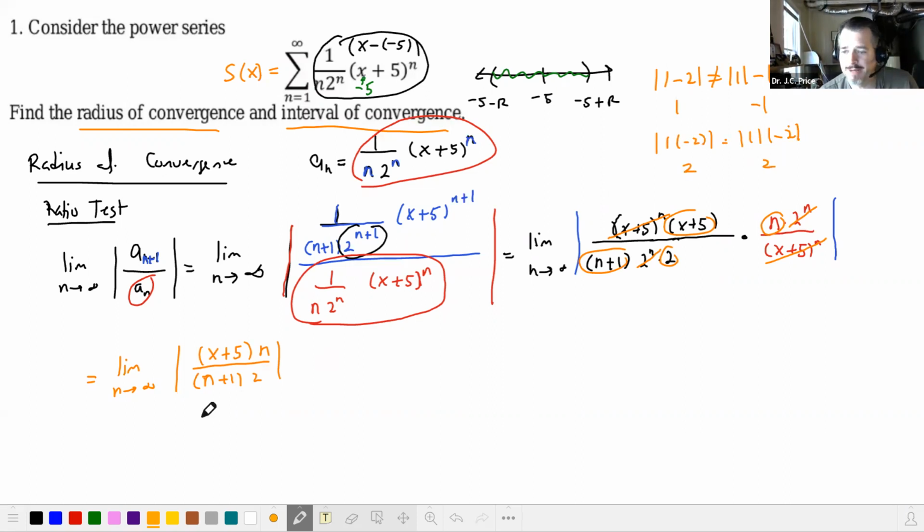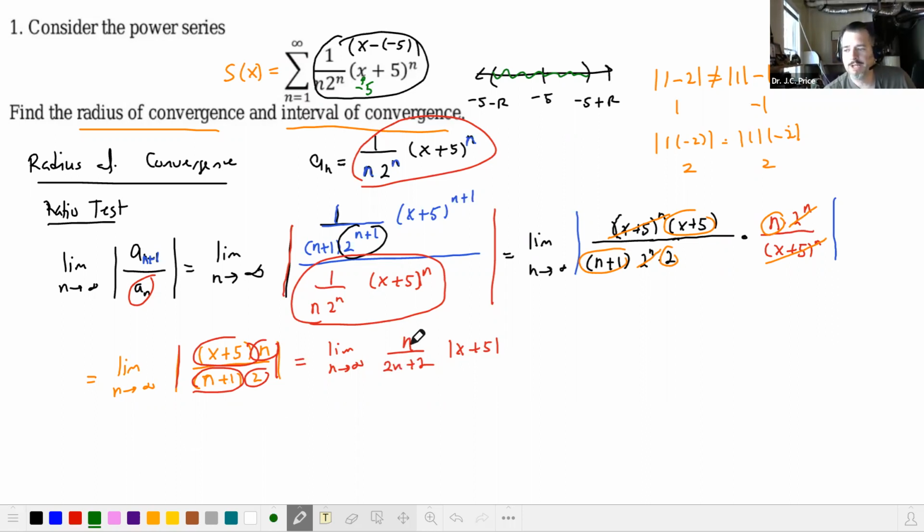So when I think about that, I'm like, okay, well, I'm just going to pass this absolute value through everything. If it's positive, I'll drop it off. If it could be negative, I'll leave it alone. So this turns out to be the limit as n goes to infinity. The absolute value of this has to stay. So I'll put that over here, absolute value of x plus 5. But the absolute value of n is just n, divided by absolute value of 2 times n plus 1. Absolute value of n plus 1, I'm sorry, is just n plus 1. And absolute value of 2 is just 2. So that's really 2n plus 2 on the bottom.